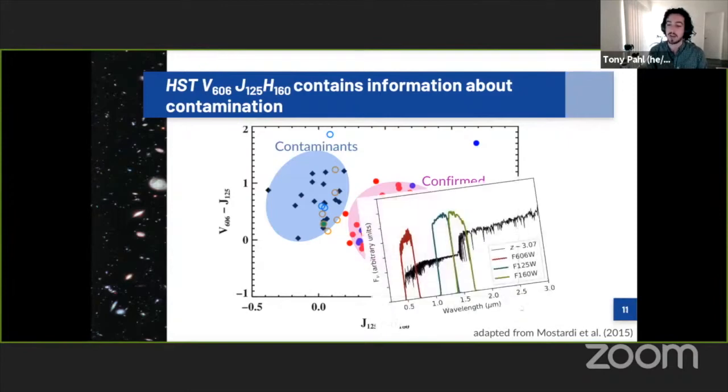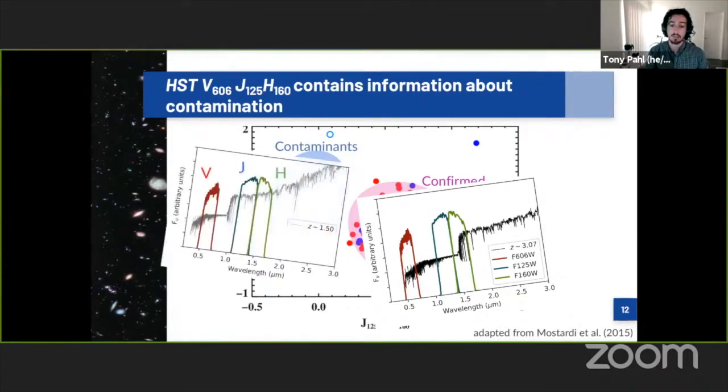And this is really due to where the Balmer break falls in between these filters. So you can see at redshift 3, it's going to fall approximately between the J and H filter, while at redshift about 1.5, it falls between the V and J filter.